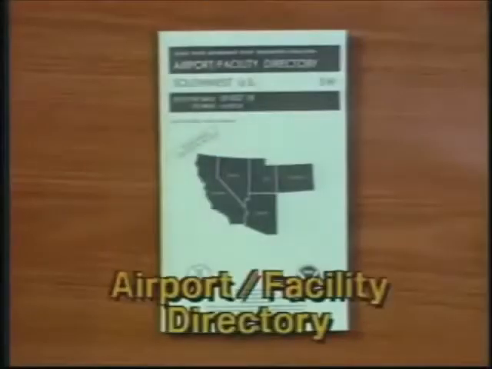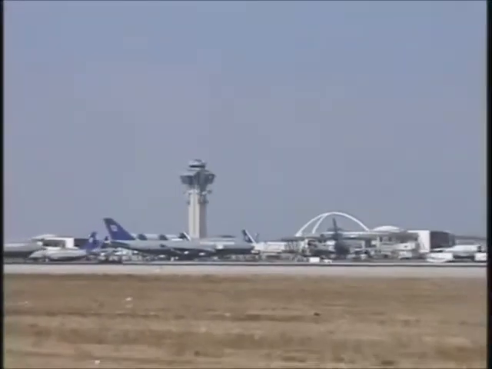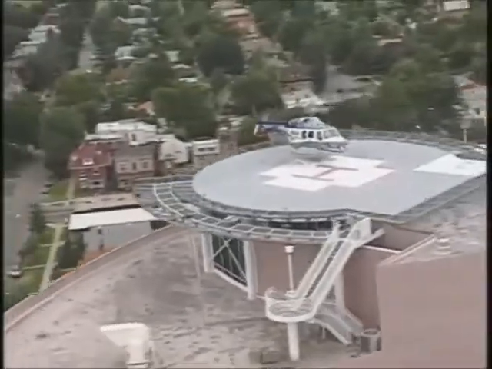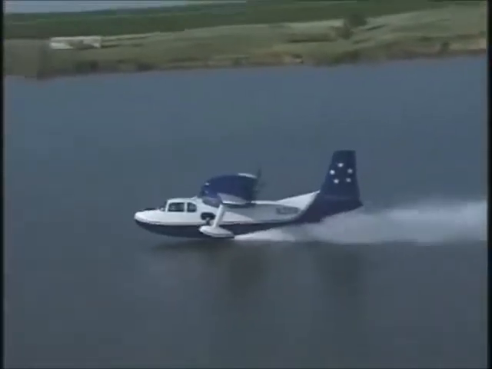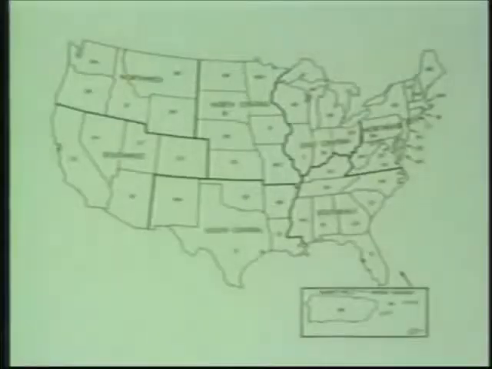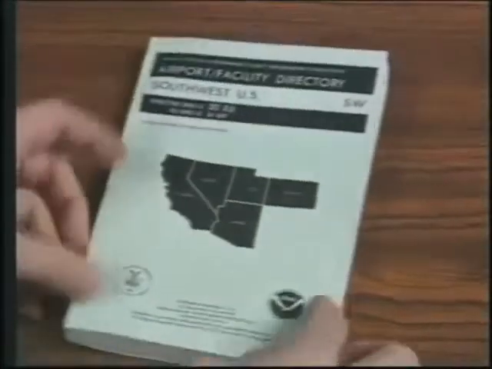Now let's look at the Airport Facility Directory. This publication contains facts about all public-use airports, heliports, and seaplane bases. It is published in a number of volumes, with each one covering several states in a given region. To help explain the contents, let's look at some typical entries from the Southwest Directory.